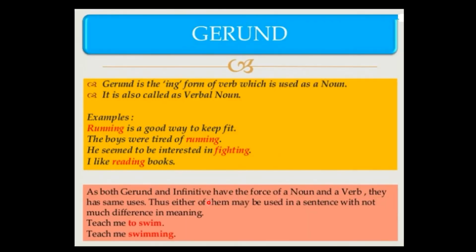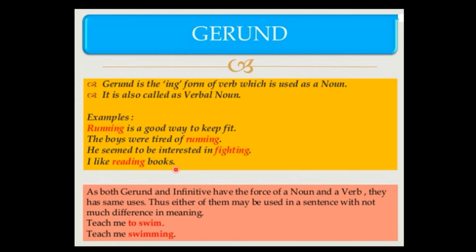So these were the bare infinitives, and now come to your gerunds. Gerund, you know, is the present participle form of a verb, ing form, and it is used as a noun. So the basic function of gerund is to work like a noun. It is also called a verbal noun. Examples. Running is a good way to keep fit. The boys were tired of running. He seemed to be interested in fighting.